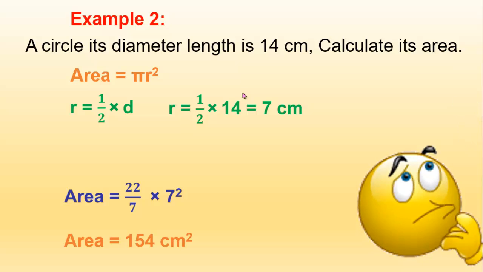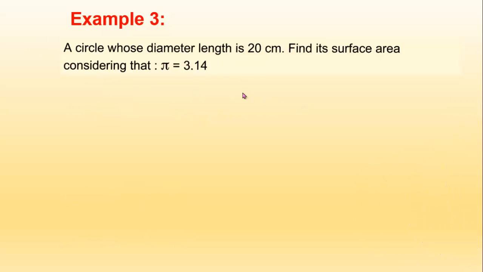Let's go for example number 3. A circle whose diameter length is 20 centimeters. Find its surface area considering that pi is equal to 3.14. I would like you to pause your video now, go and start solving this example, and then come back and compare your answers with mine.